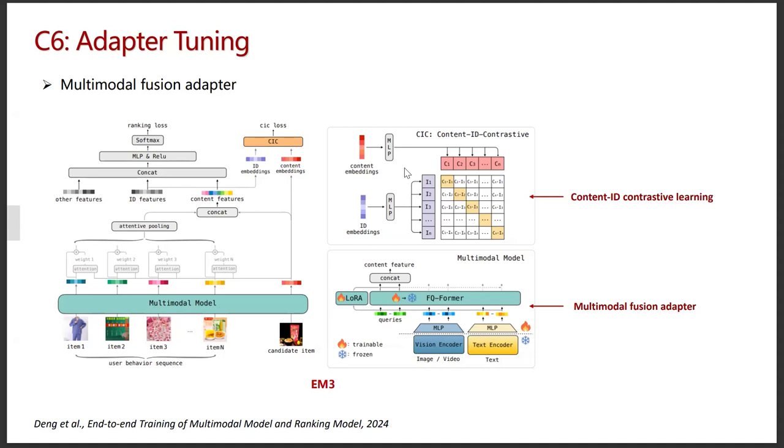In addition to the CTR prediction problem, they also use additional tasks to align the ID modality to the content modality to help with the training. So after the training, these item embeddings can also be cached. So this type of work is also very practical in production.